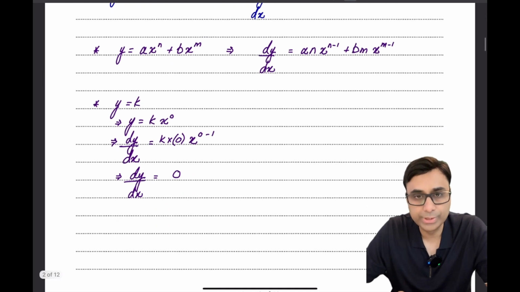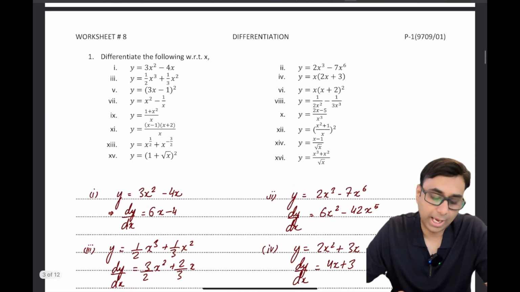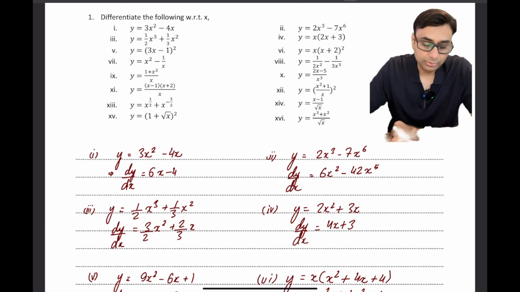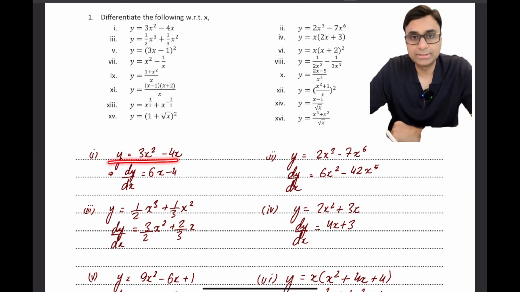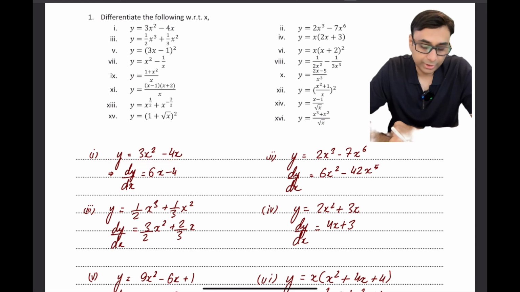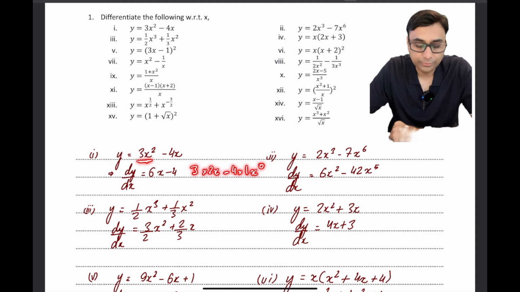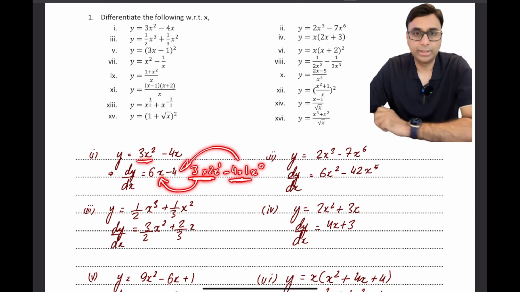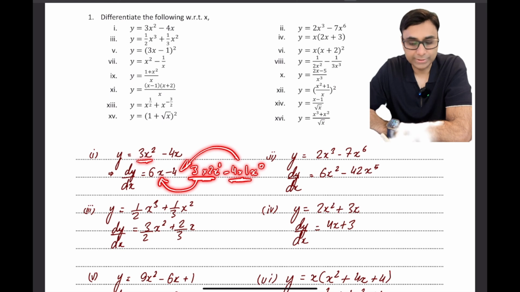Now let's have a look at a few examples to see how this actually works. For example, you have to differentiate y is equal to 3x square minus 4x. So you will differentiate this term separately and this term separately. So 3x square means 3 times 2x, and 4x means 4 times x to the power 0. This simplifies as 6x and this simplifies as 4, and that's why the differentiation becomes 6x minus 4.